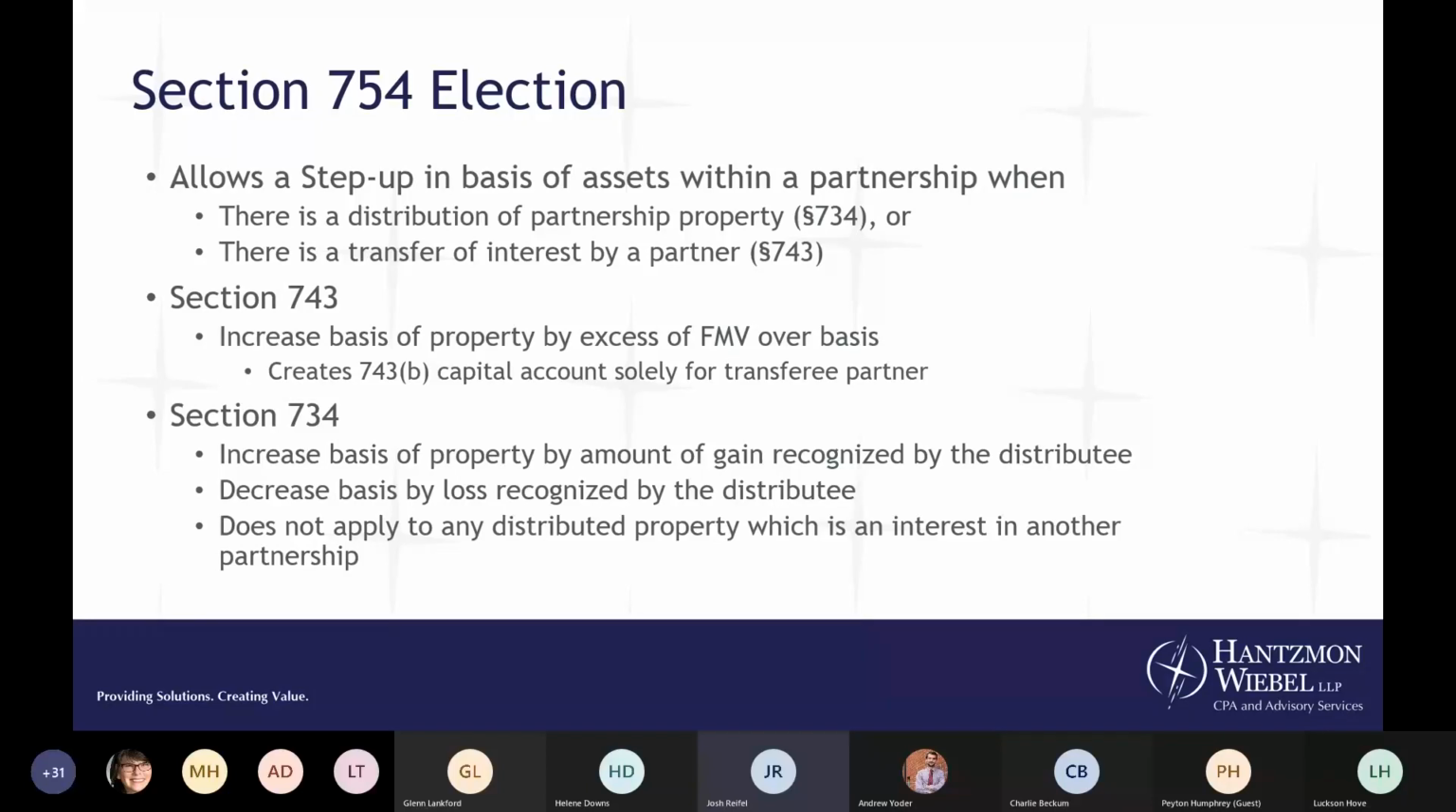Under Section 734, there's an increase of basis of property by the amount of gain recognized by the distributee, a decrease in basis by loss recognized by the distributee, and it does not apply to any distributed property which is another interest in another partnership.